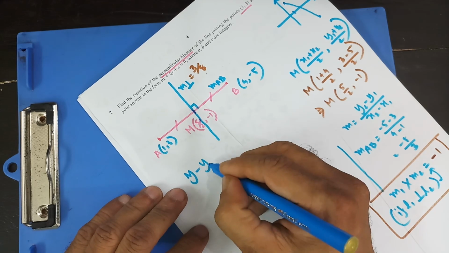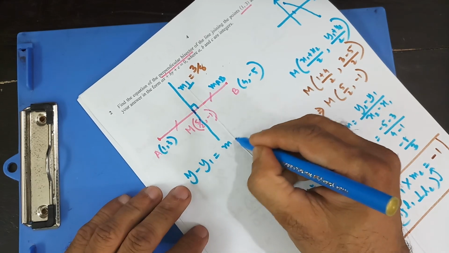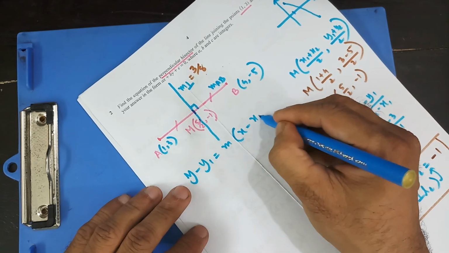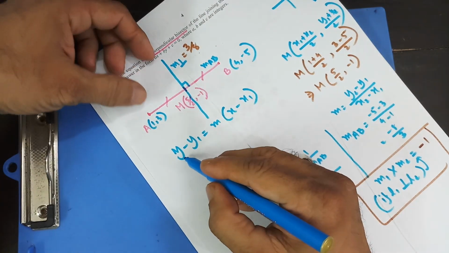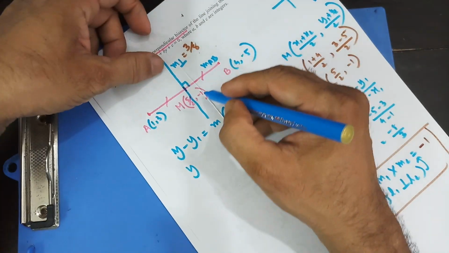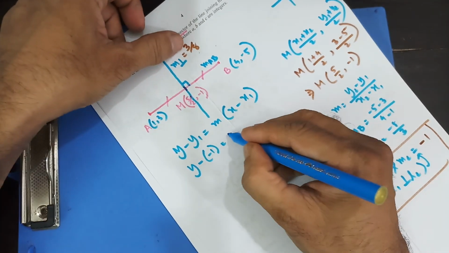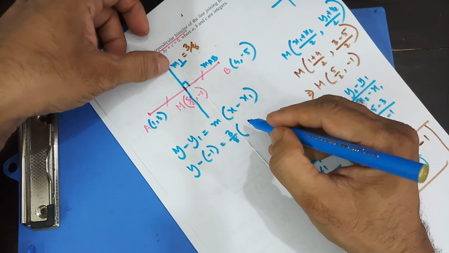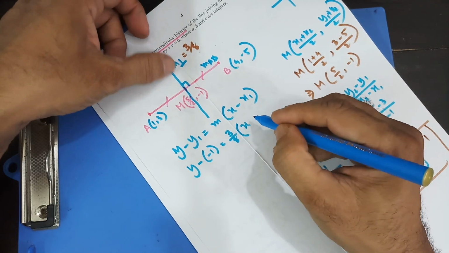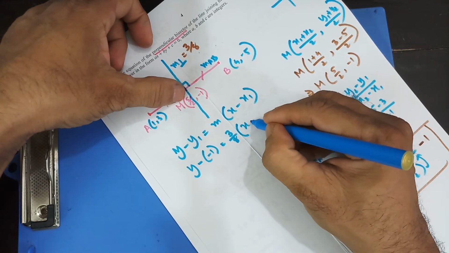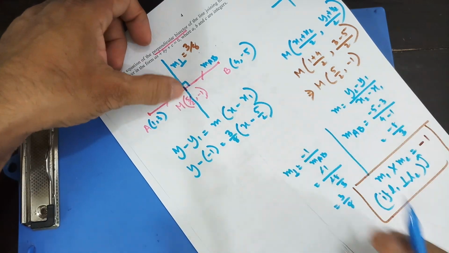when you have a point and a gradient, the formula of the equation is this one: y minus y1 equal to m times x minus x1. Okay, so over here y is like this, and y1 you have minus 1, so that's y minus minus 1 equal to the gradient 3 by 8, and over here x minus minus 5 by 2.